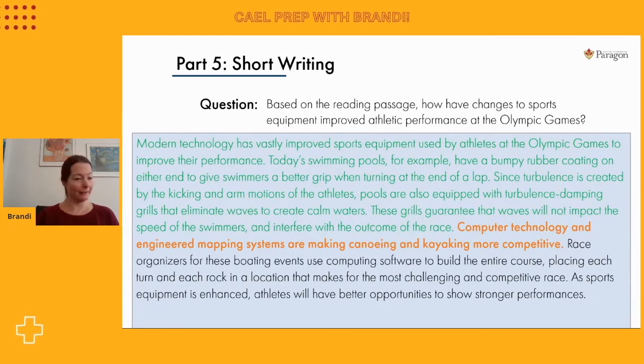So computer technology and engineered mapping systems are making canoeing and kayaking more competitive. Okay, that sentence is correct the way it's written. But the problem I notice is that we're now into another example of a different type of equipment. So just earlier, we were talking all about the swimming pool and those grills. We're now talking about this computer technology for canoeing and kayaking. So we need to have some sort of a transition to connect these two examples together.